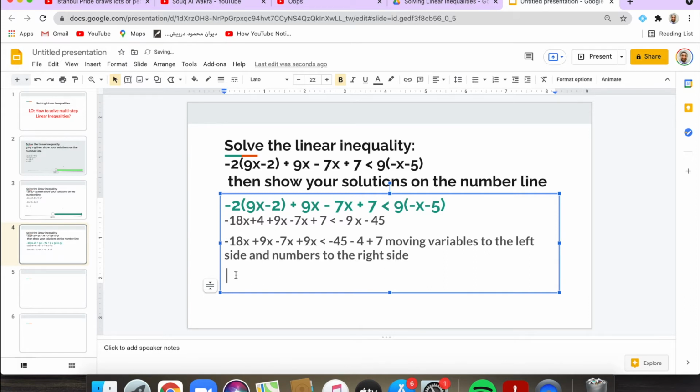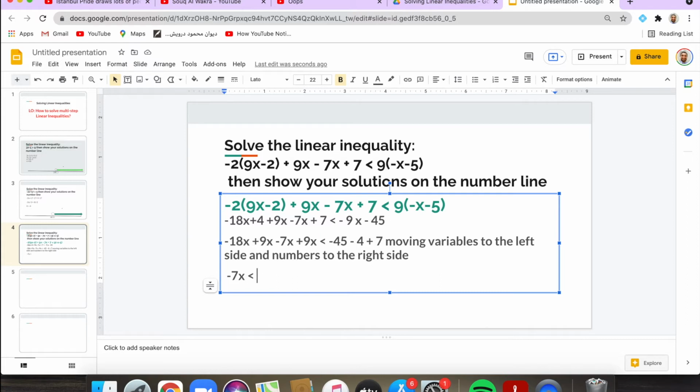Now, what about combining like terms? Negative 18x plus 9x is negative 9x. Minus 7x is negative 16x. Plus 9x is negative 7x. So negative 7x. If you cannot do it and you have a calculator, just write on the calculator negative 18 plus 9 minus 7 plus 9. Don't write x on the calculator. So it will be negative 7. So you just write the answer negative 7x.